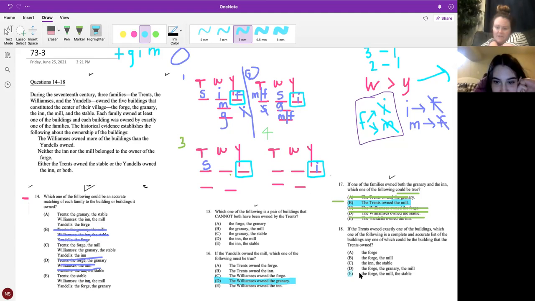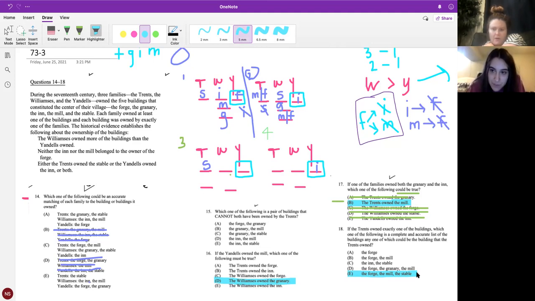Then I would go back to 15. Which of the following is a pair of buildings that cannot both have been owned by the Trents? Oh, yeah, so this is the granary and the stable, because then we have F, M, or I together in W, depending on whichever one Y has. I'm sorry, can you say what letter you said again? I said C. G and S, because if we put G and S there, F, M, and I.